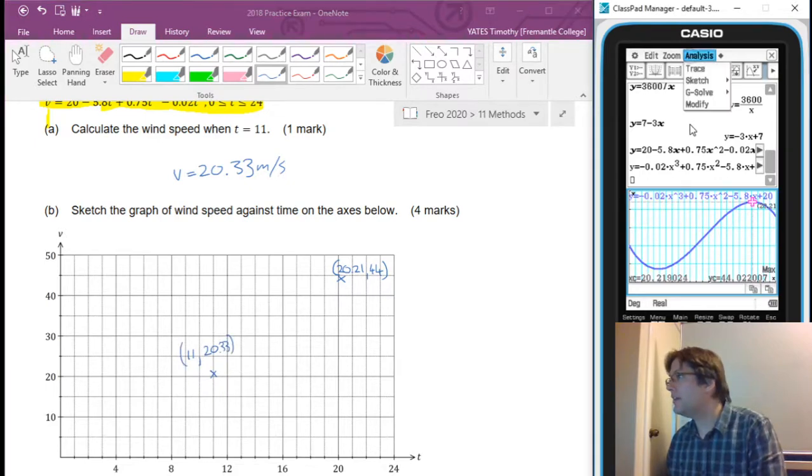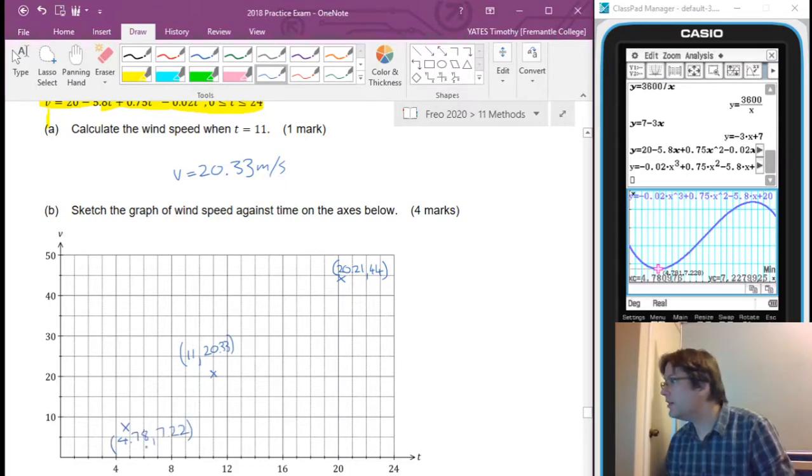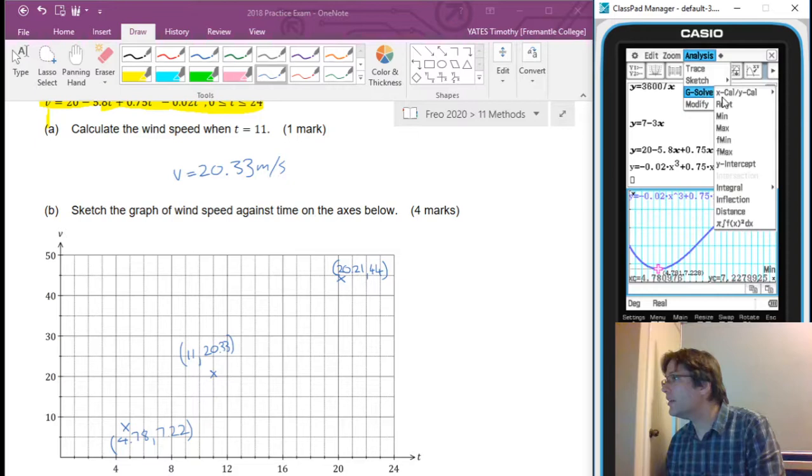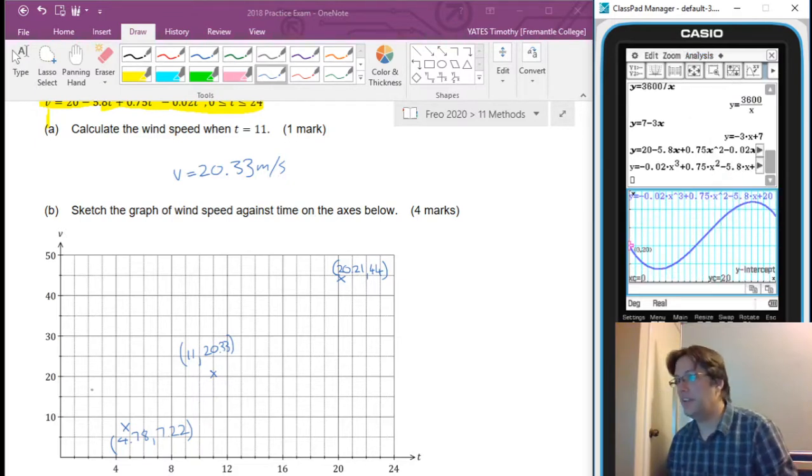And we want to find our minimum. It's worth taking a bit of extra time to do this because it is worth quite a few marks. So that's 4.78 and 7.22. There we are. And let's just find the y-intercept as well. Obviously that's going to be 20.